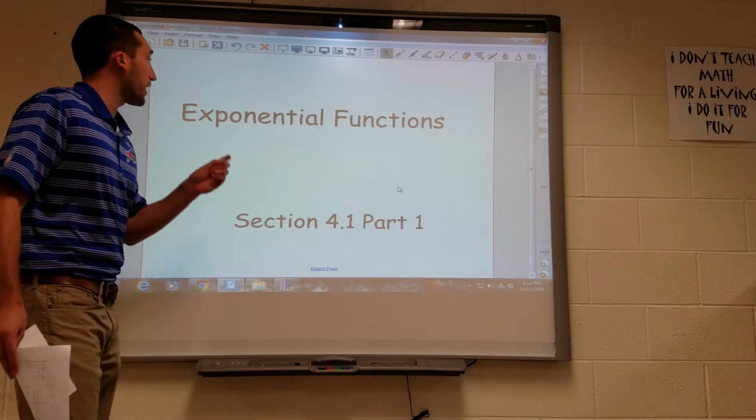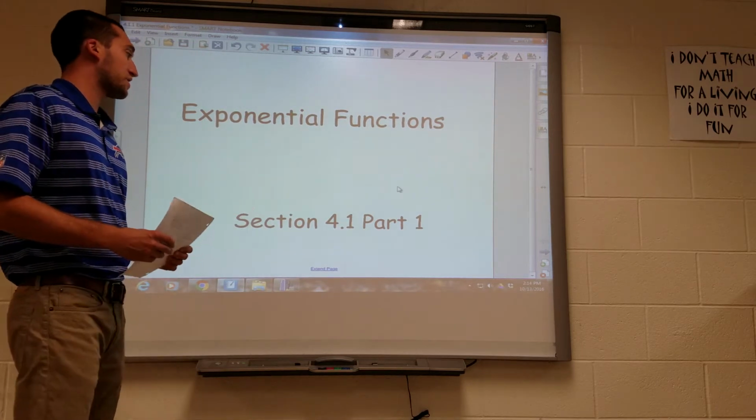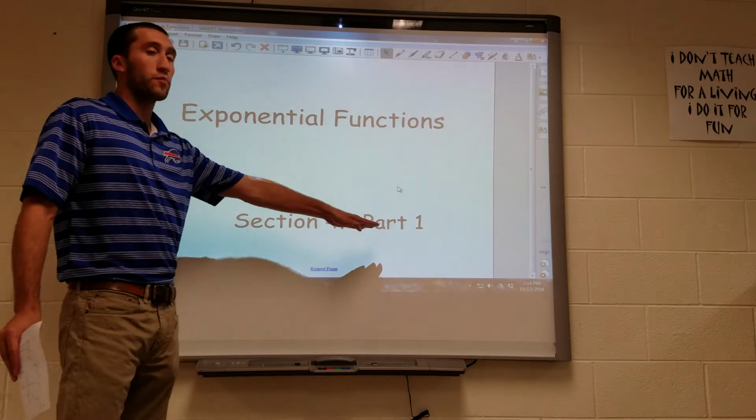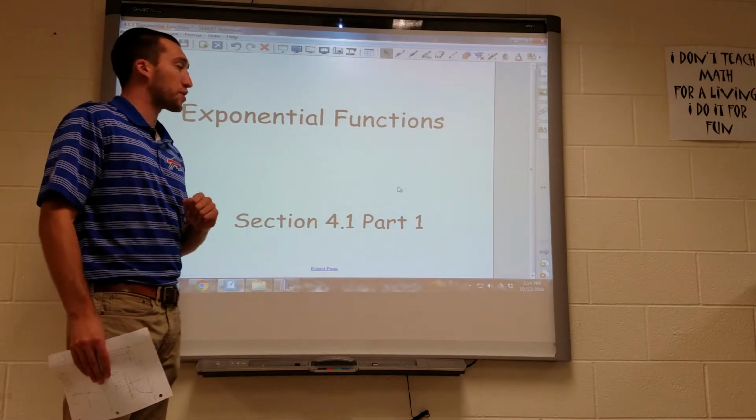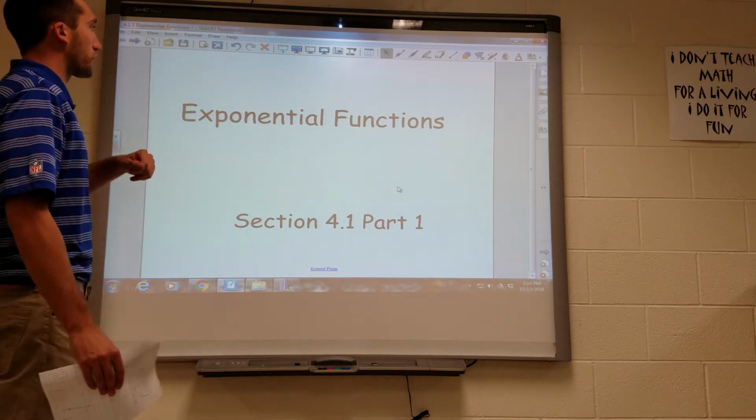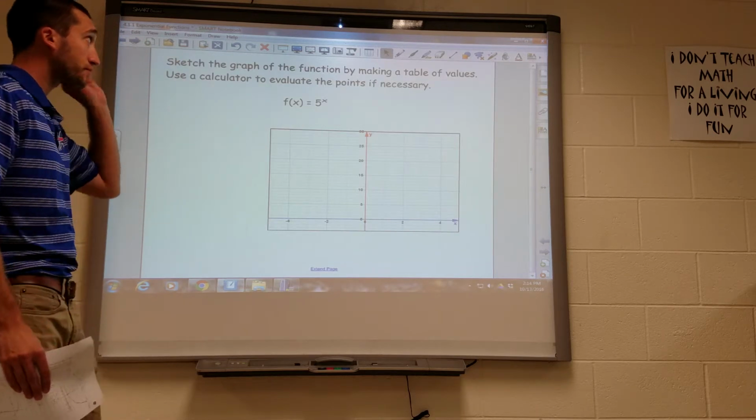Hello everyone, today we're talking about exponential functions, section 4.1 in our book. We're going to break this into two parts like we did 3.6. So this is just the first part of section 4.1.